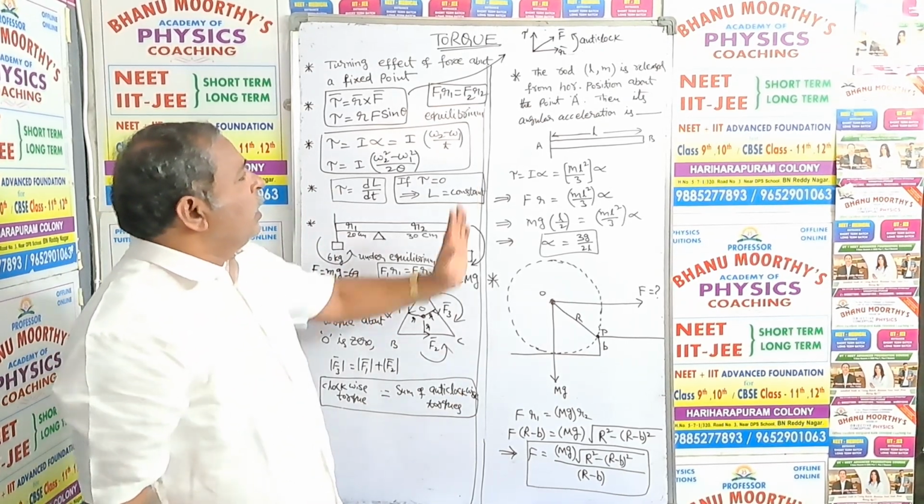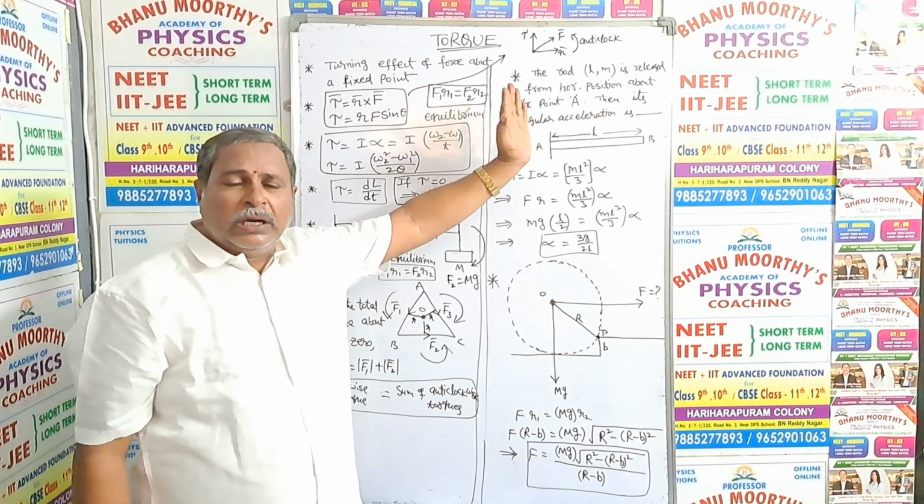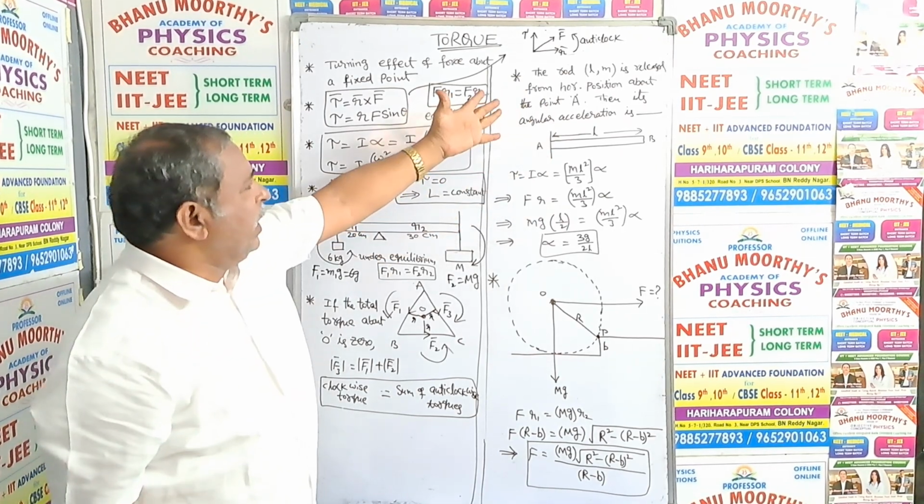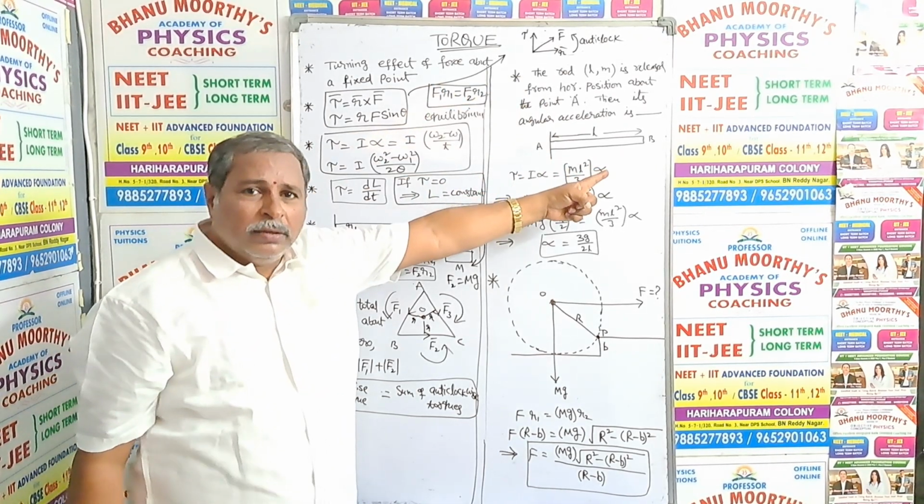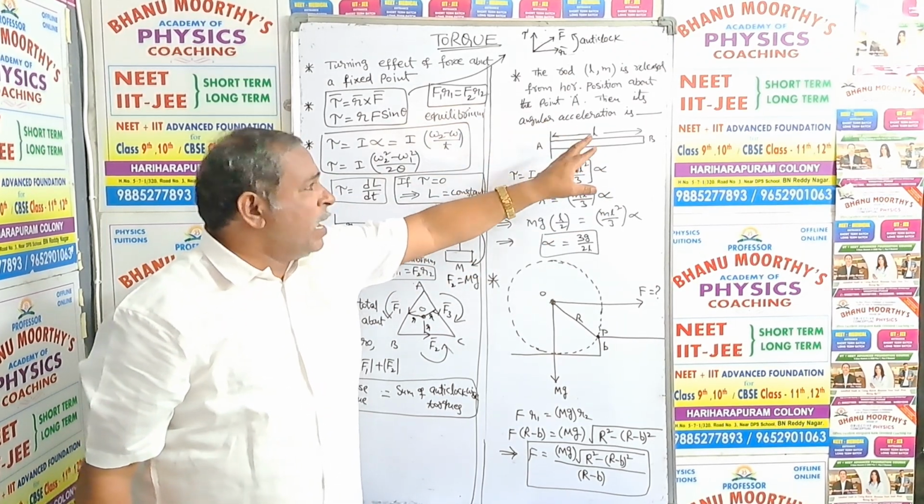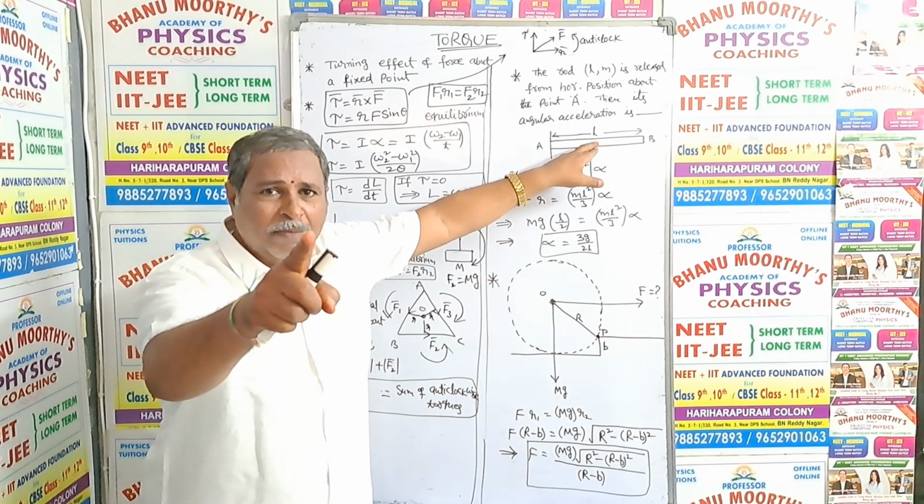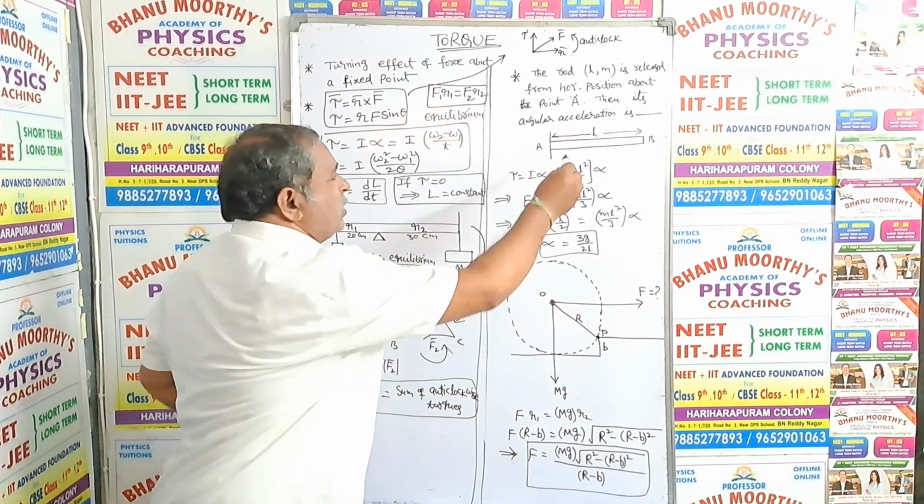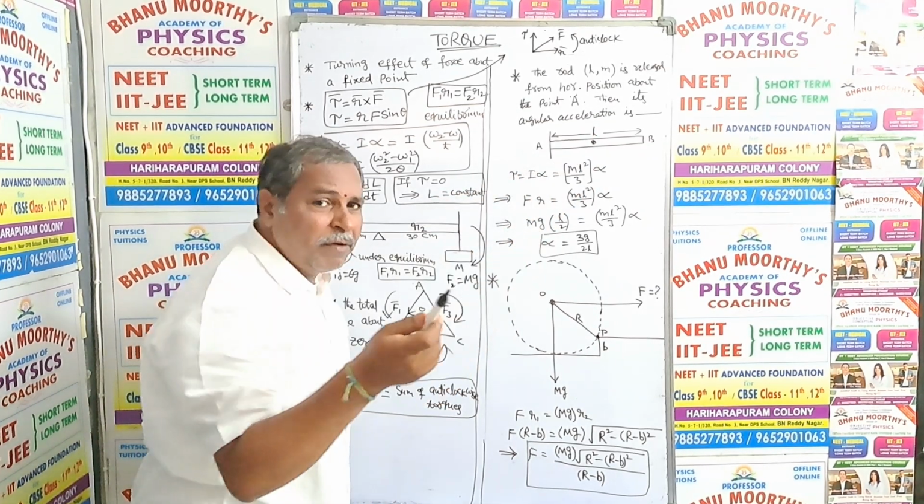Okay, now let us go to another concept of torque quickly. Now this is a metal rod. Whatever the length may be, the length is given and the mass is given. Mass will be concentrated at the center. Remember this point, okay? Mass will be concentrated at the center because it is a uniform rod.